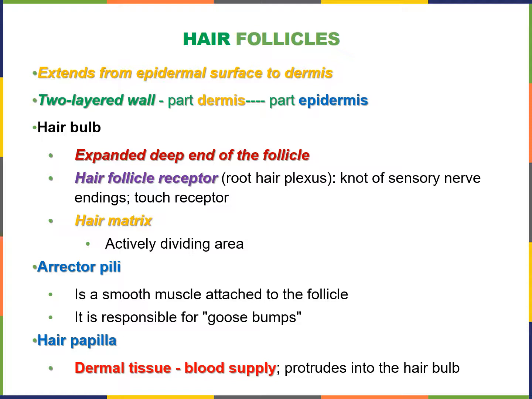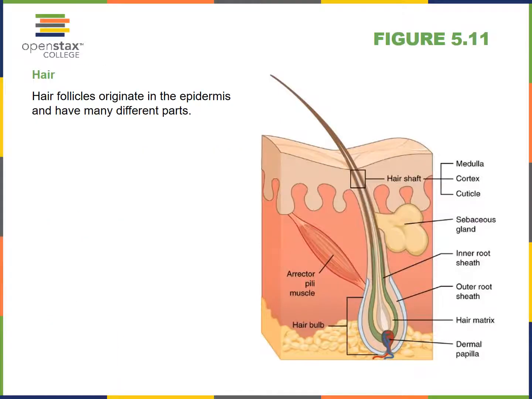Animals do that for thermal regulation. Of course, we don't do that any longer. We use clothes and everything for that, right? And then the hair papillae, that's dermal tissue where we're going to find the blood supply is provided, and it's going to protrude into the hair bulb.